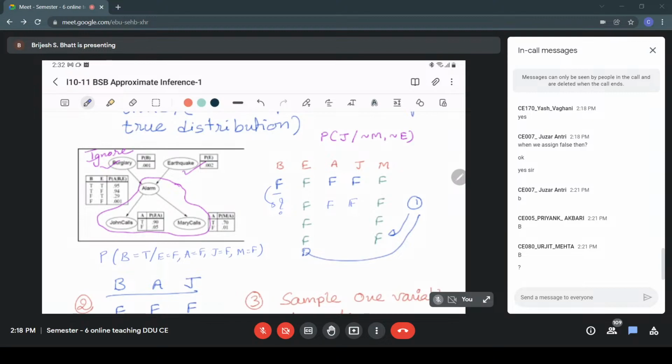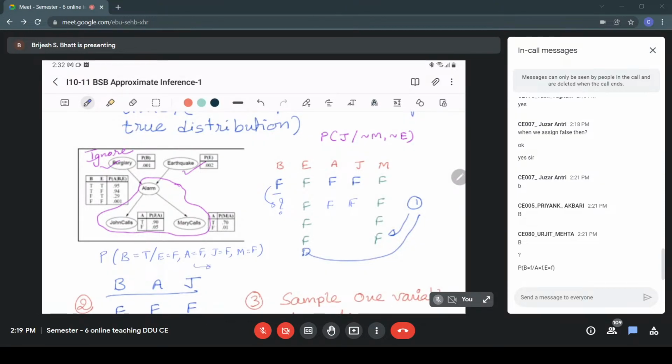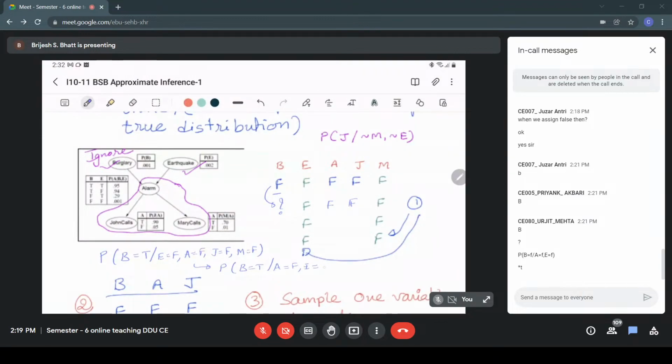And while calculating this, you look at the Markov blanket of B. So you calculate only probability of B is equal to true, given A is equal to false and E is equal to false. So calculate this, keep on repeating, and see what answer you get.